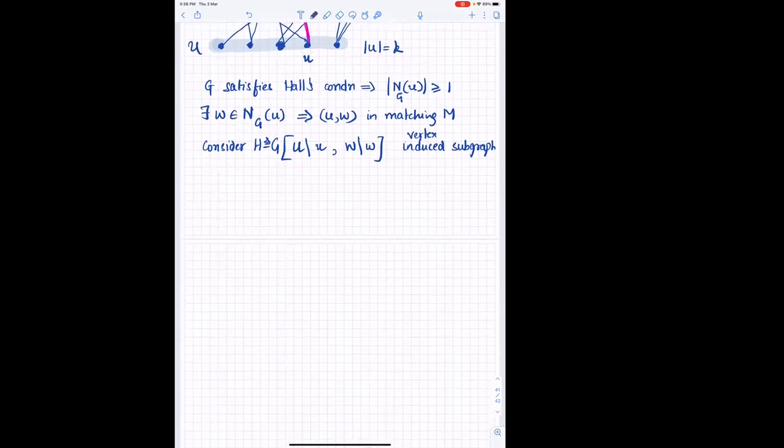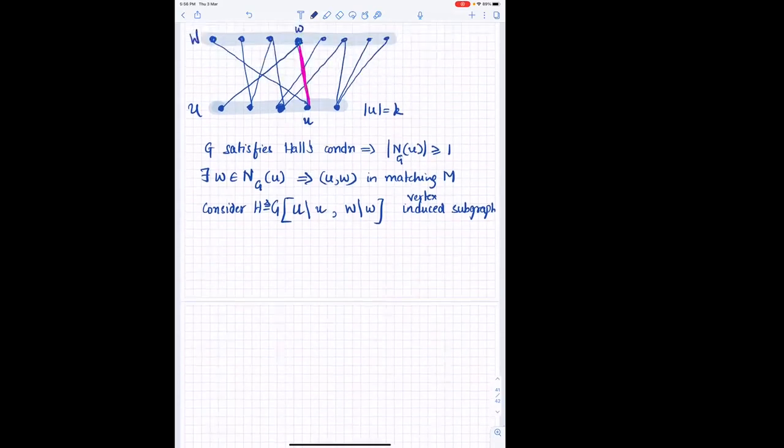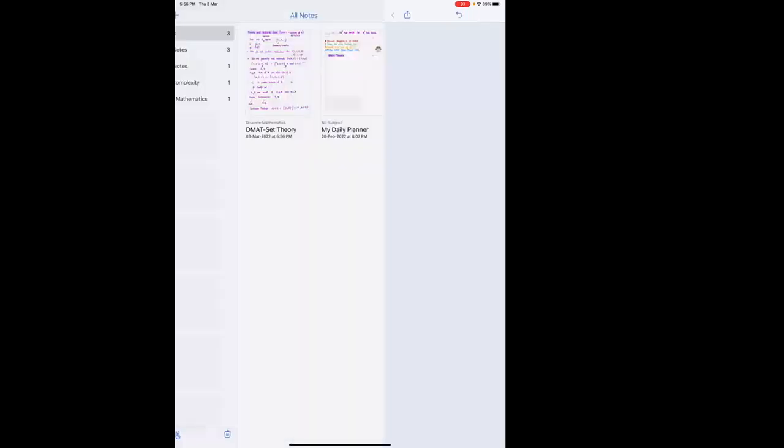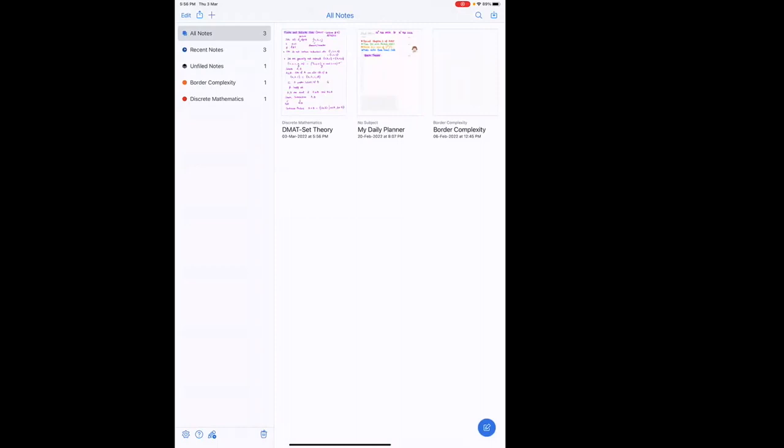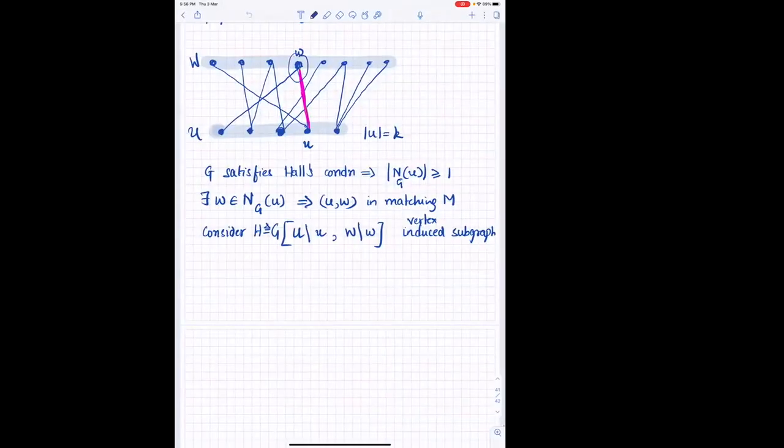So now you have a subgraph after removing U and W, right? So what can you say about the resulting subgraph H? Do you think it will satisfy Hall's condition? It will not satisfy Hall's condition? It may or may not. In this case, it won't.